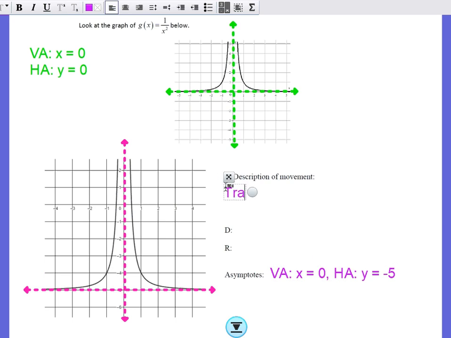So my graph has been translated down 5 units. So my domain is x does not equal 0, but my range here would be y is greater than negative 5. We have nothing here below this horizontal asymptote. Everything is above the horizontal asymptote.